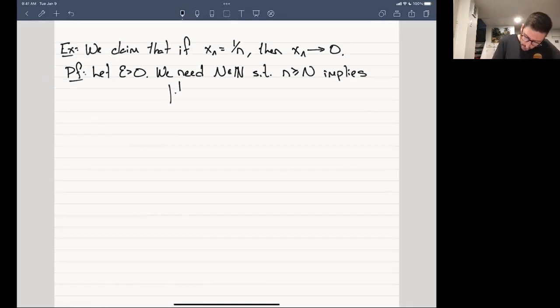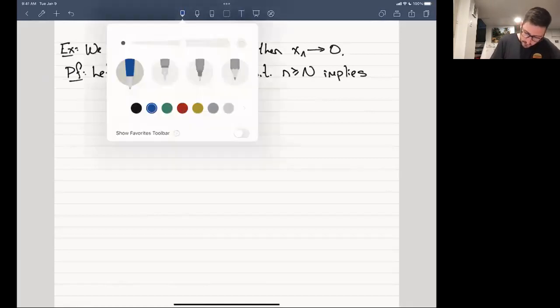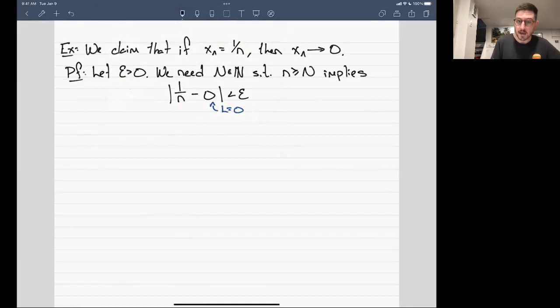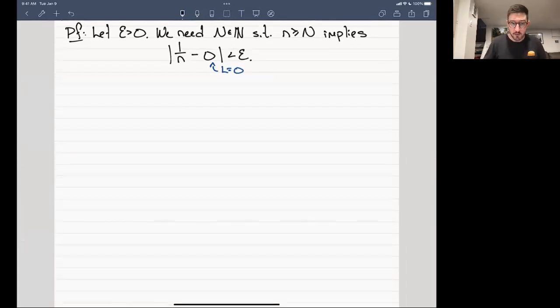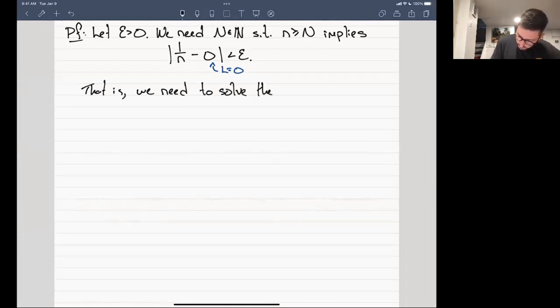then I have 1 over little n minus 0. In my case, L is equal to 0. So let's just make a little note. L is equal to 0 here. This is less than epsilon. Right? That's what convergence says. So just look back at that definition. It says if I look far enough into the sequence, no matter how small of an epsilon I choose, I'm always going to be close as long as I look far, far enough into this thing. Okay. So that is, we need to solve the inequality.